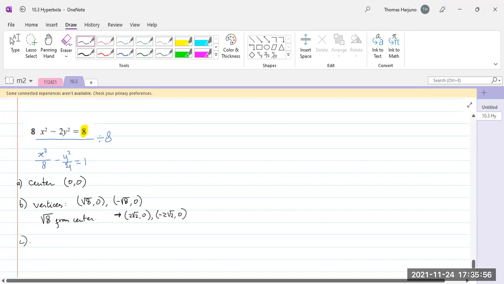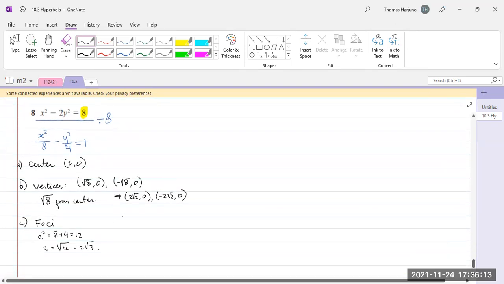How about the foci? C squared equals 8 plus 4, that's 12. So C equals square root of 12 or 2 radical 3. That's along the vertices also. Okay, the transverse axis is the x-axis. So there will be 2 radical 3 comma 0, negative 2 radical 3 comma 0. Is it okay?